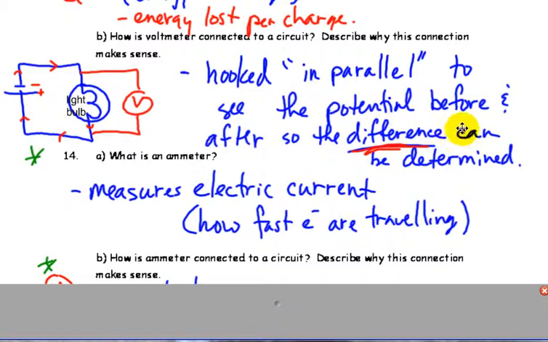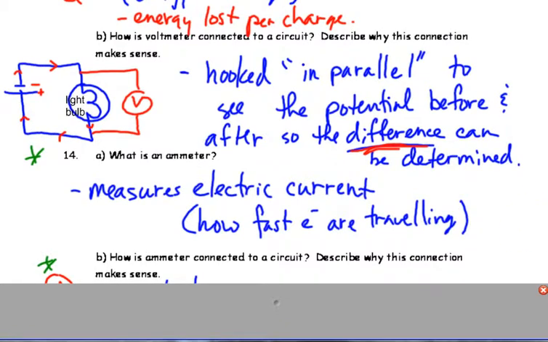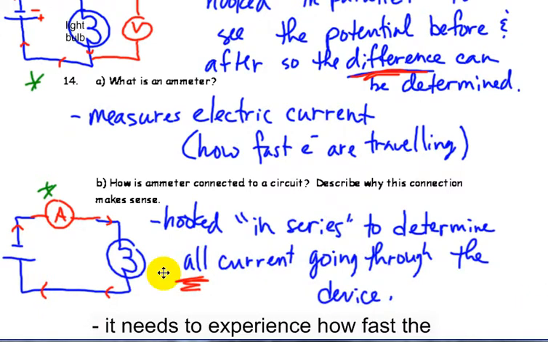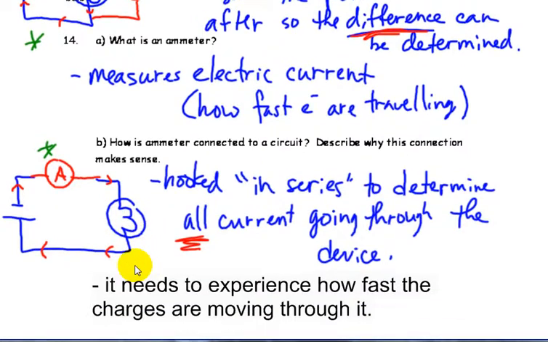So we left off with the ammeter. If you look at the unit there, the ammeter deals with the unit of amps, which is electric current, of course. You can think of it as measuring how fast the electrons are traveling, charges per second. To measure that, we have to hook it up in series, as part of the path itself. All the electrons have to go through the device, so we can see how the current flows through it. It needs to experience all the current going through, so it needs to become part of the path itself.